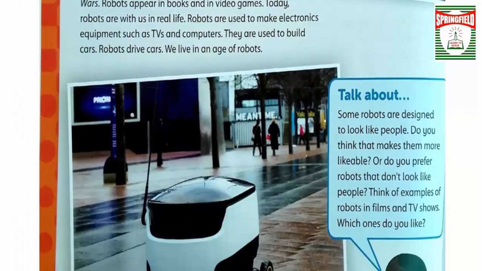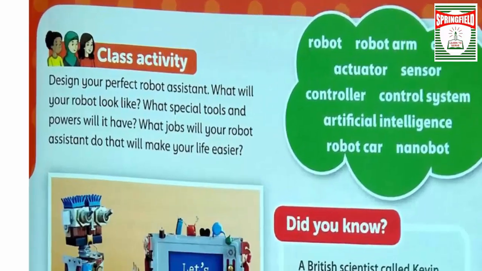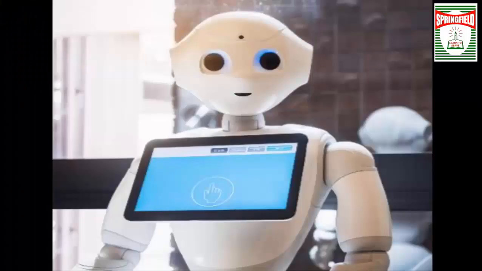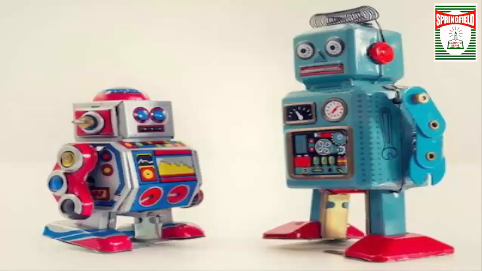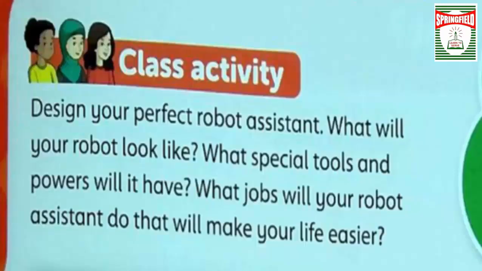On the next page, there is a class activity in which you design your perfect robot assistant. What will your robot look like? What special tools and powers will it have? What jobs will the robot assistant do that will make your life easier? So this is your class activity. You will do it at your home, and you will make a robot. Basically, you will draw a robot on a plain page, and you need to write its special tools, the powers, or what jobs it will do, so that will make your life easier.